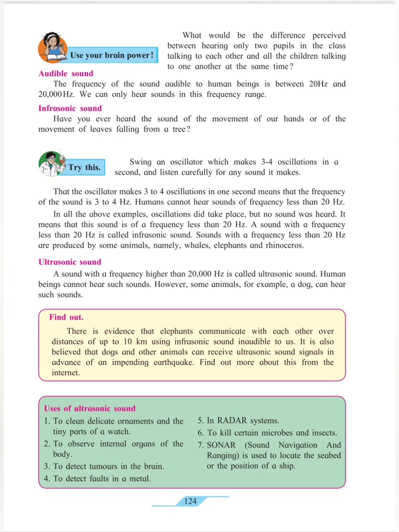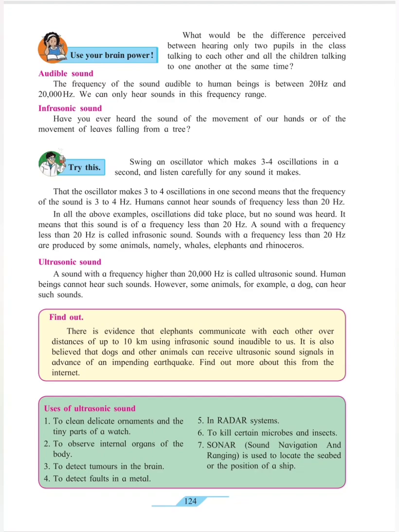Infrasonic sound. Have you ever heard the sound of the movement of our hands or of leaves falling from a tree? That is called infrasonic sound. Infrasonic sound is different as compared to normal sound. A sound with a frequency less than 20 Hz is called infrasonic sound. Sounds with a frequency less than 20 Hz are produced by some animals, namely whales, elephants, and rhinoceros. They create infrasonic sound, with a frequency less than 20 Hz.